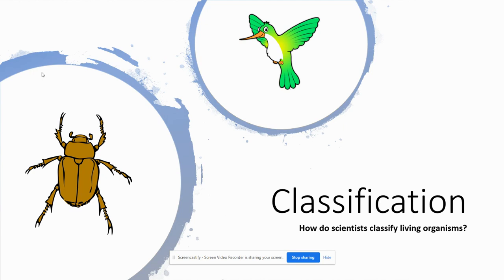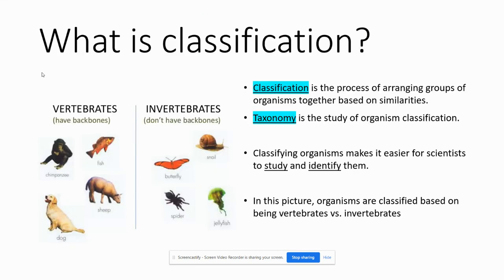This topic is going to be classification, which is we want to know, how do scientists classify living organisms? So first of all, what is classification? Classification is the process of arranging groups of organisms together based on their similarities. The word taxonomy is used to describe the study of organism classification. Sometimes you may see the word taxonomy, sometimes you may see classification. Sometimes people use them interchangeably, and that's okay. Classifying organisms makes it easier for scientists to study and identify them.